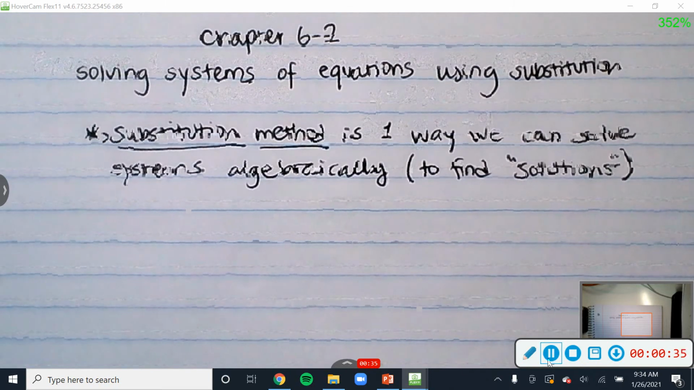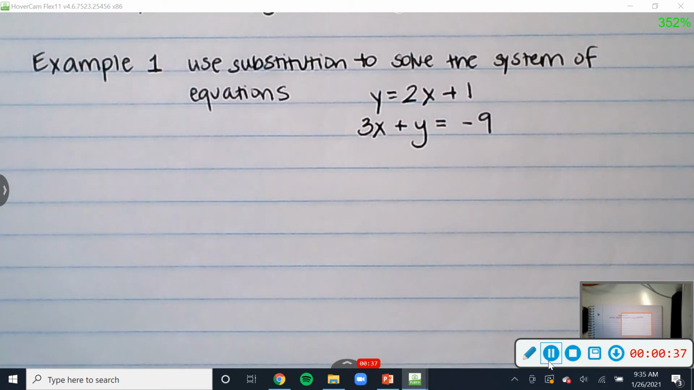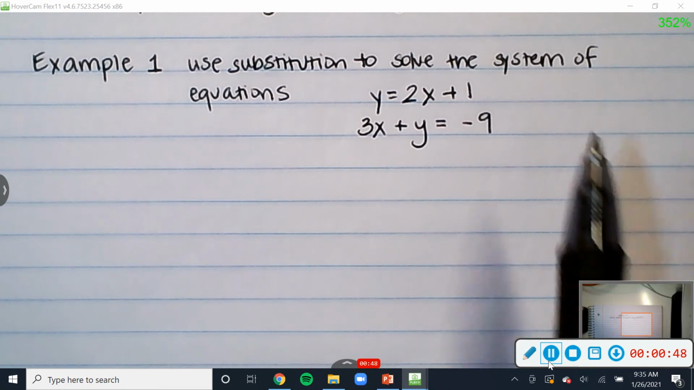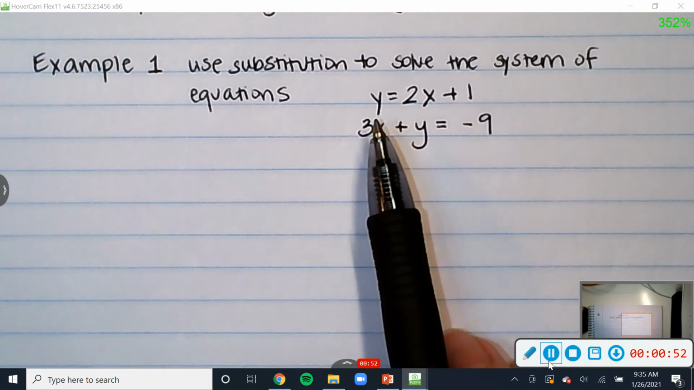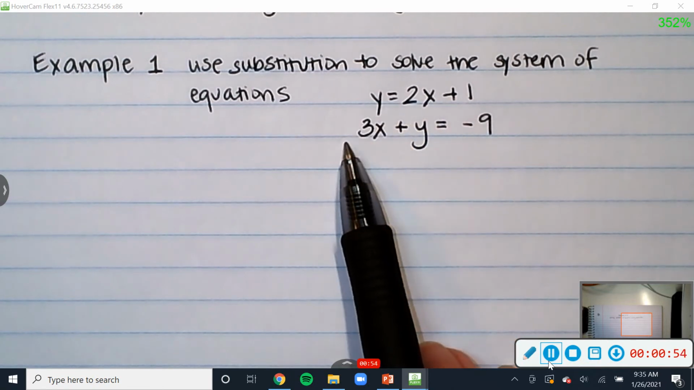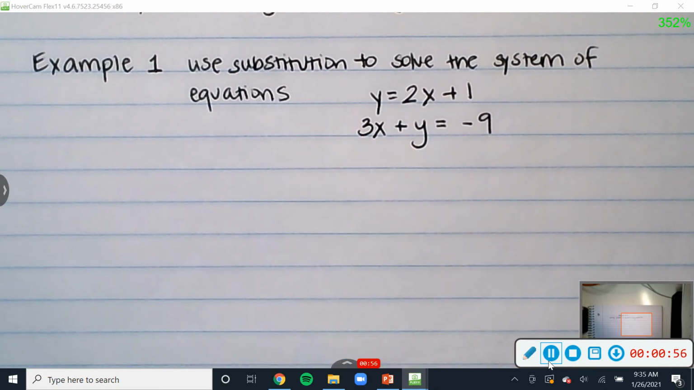So here we have example 1. It says use substitution to solve the system of equations y equals 2x plus 1 and 3x plus y equals negative 9. Anytime you see an algebraic problem where they give you two equations, you should be using either substitution or elimination. In this case, they tell us they want us to use substitution. So I'm going to write out the steps on how we solve on the side. If you need to pause and write any of it down, feel free to pause.